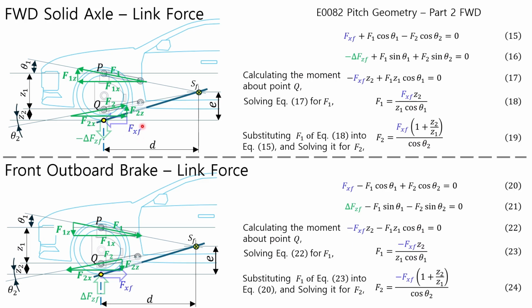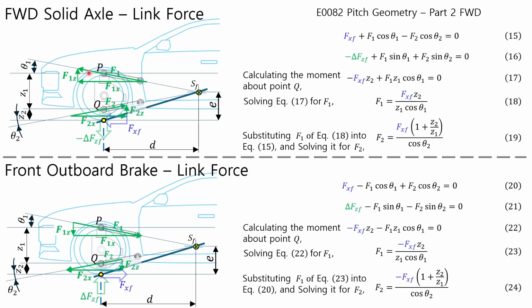Next, equation 17 can be obtained from the moment equilibrium at point Q, where the extension of the lower arm intersects the straight line passing through the center of the front wheel and perpendicular to the ground, in the side view. The first term on the left side of equation 17 represents the moment generated by the driving force about point Q, and the second term represents the moment generated by the horizontal component of the upper arm about point Q.